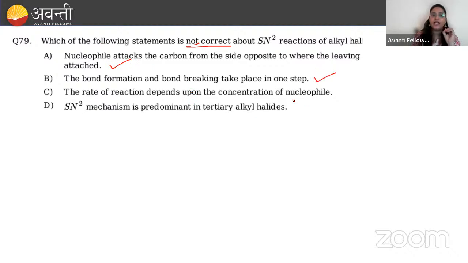This is also correct. Rate of reaction depends upon concentration of nucleophile. Yes, this is again correct. Right? There is a formation of what? Transition state like this way. Right? यहाँ पे होता है leaving group, यहाँ पे आ जाता है nucleophile, यहाँ पे होता है leaving group. और ये जो होता है यहाँ पे क्या होता है? ये molecule कौन सा होता है?